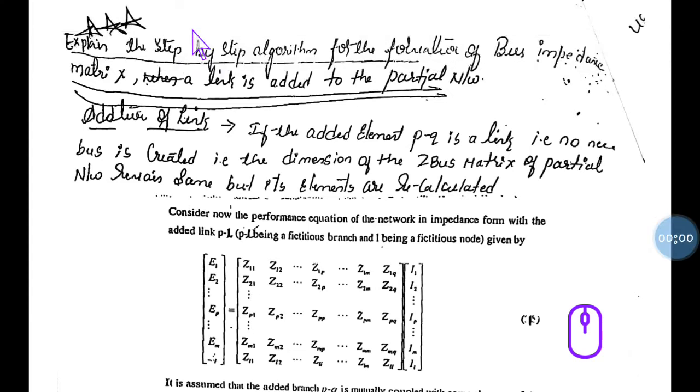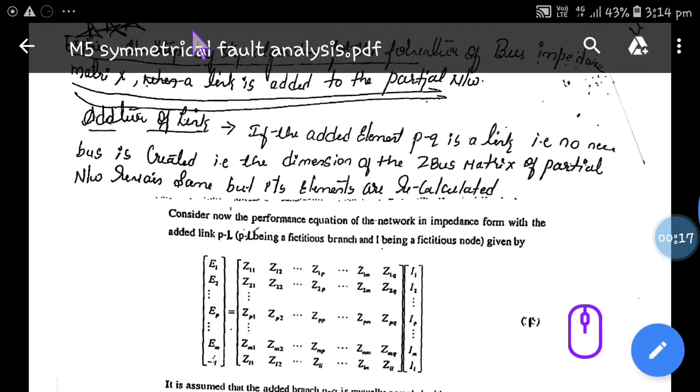Okay, dear students, today's class will be on another derivation, like what I discussed in the previous video regarding addition of a branch for a particular network, a partial network. So let us go for formation of bus impedance matrix when a link is added to a partial network. Let us do this.